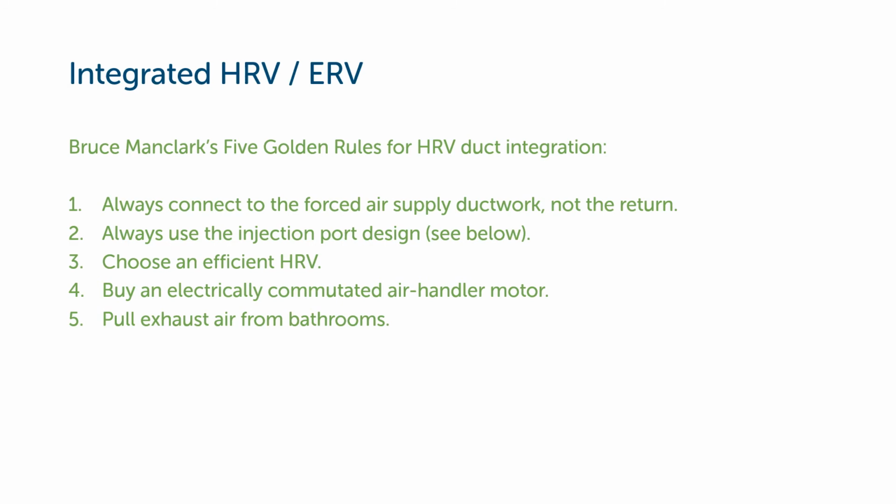Number 3, choose an efficient HRV. Efficiency Vermont has a qualified product list of efficient HRVs with ECM motors and very high recovery efficiency and good cold weather defrost strategy, so consider picking one from our qualified product list. Number 4, buy an electrically commutated air handler motor. So we want the blower in the air handler to have an ECM motor. Number 5, pull exhaust air from the bathrooms. So that's the dedicated stale air exhaust from bathrooms and kitchens.